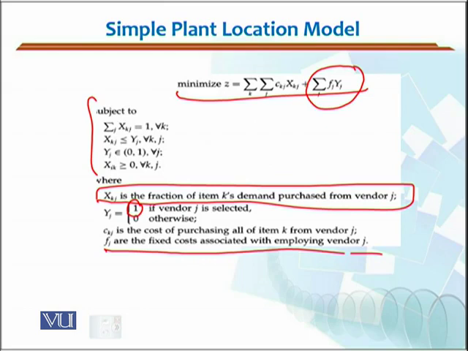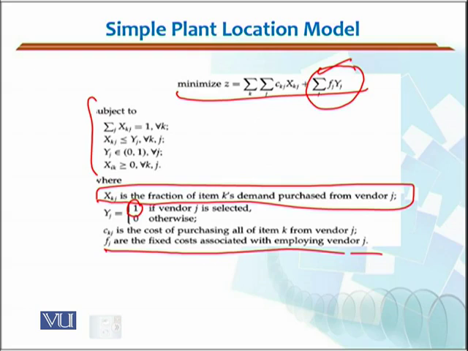But here it is the whole sum. This is the sum of fj yj. So if 1 or 2 vendors are selected, this sum would be positive. If no vendor is selected, then the simple plant location model cannot exist. That means this part cannot be 0 or negative.